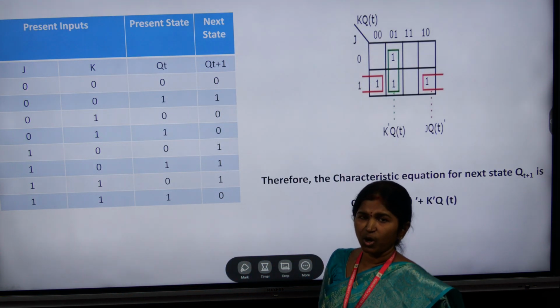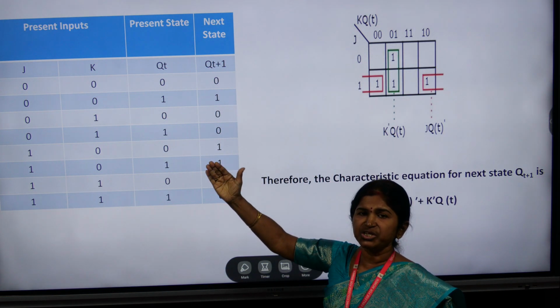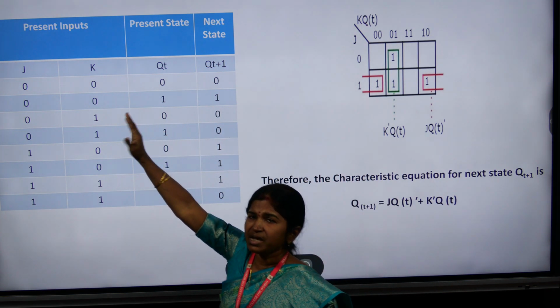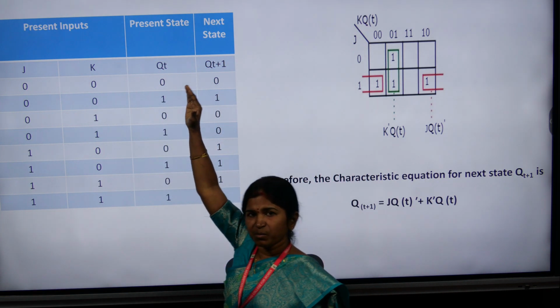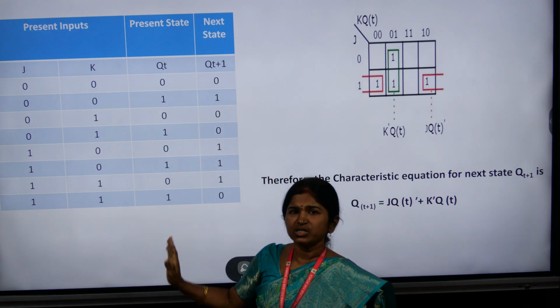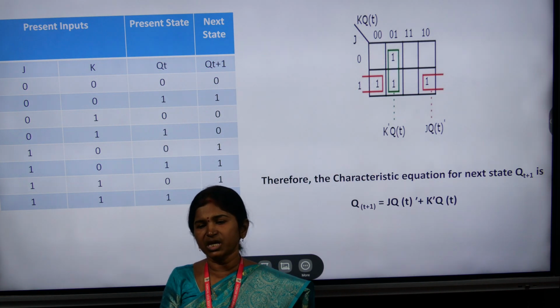In the JK flip-flop, here we are writing the characteristic table by changing the inputs, because we are designing the JK flip-flop. Instead of SR, here we are taking JK, the same Q of t is the present state and Q of t plus 1 is the next state. Next, before going to the characteristic table, I want to recall the truth table of the JK flip-flop.